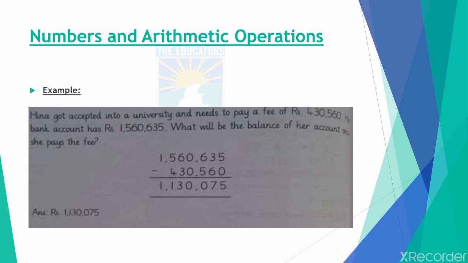Now, what are we going to do after she pays the fees? From here, we have to understand, suppose she has 1,560,635 in her bank account and she had to pay the fees. What would be left after paying the fees? It means that we have to subtract her fee amount from her total amount in her bank account. What would be left at the end? 1,130,075.